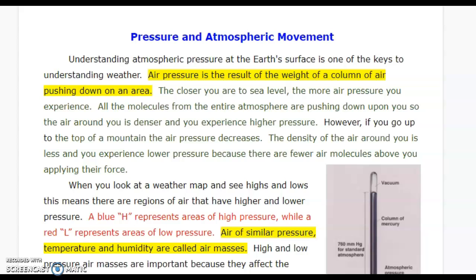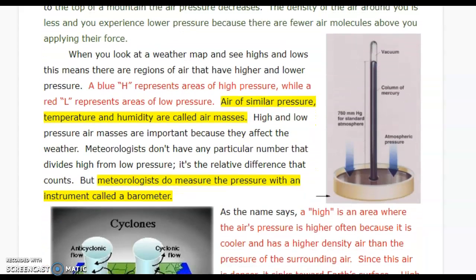The density of the air around you is less and you experience lower pressure because there are fewer air molecules above you applying their force. When you look at a weather map and see highs and lows, this means there are regions of air that have higher and lower pressure. A blue H represents areas of high pressure, while a red L represents areas of low pressure.